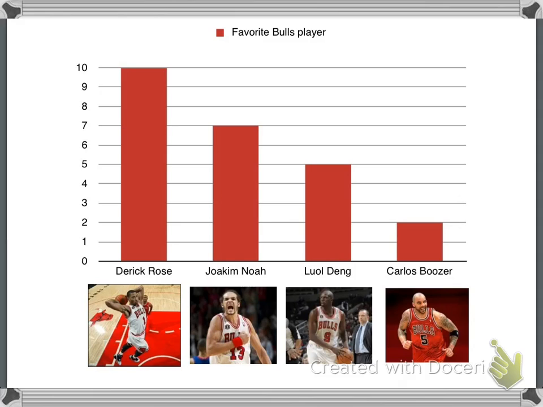Great job. Now, I'm going to ask you a tricky question. We know that Derrick Rose has the most votes for the Bulls' favorite player. Who has the least amount of votes? So the smallest number of votes. Which player would that be? If you said Carlos Boozer, you are correct. Now remember, Jalen Carter described Carlos Boozer as someone who doesn't always pass the ball. So he answered that question correctly in class. He actually is the least favorite player on our chart.